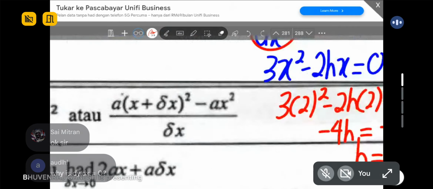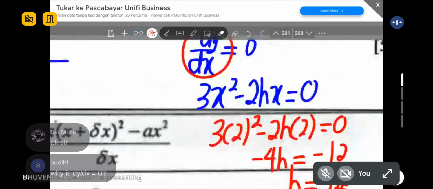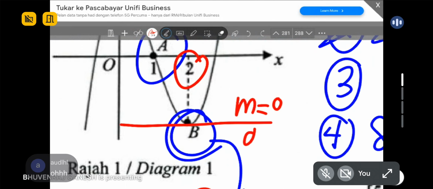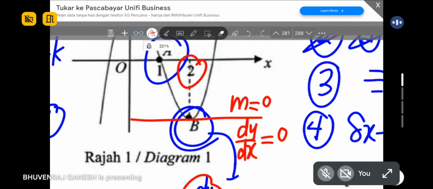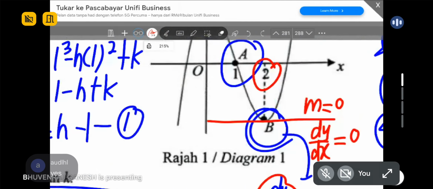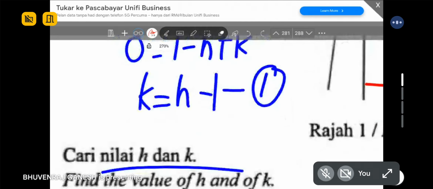Okay? And then you guys, why? Because your gradient is 0, guys. Can you see here? M kamu kosong kan kat titik B. So M2 adalah dy dx. So dy dx sama dengan kosong. Faham? Okay. dy dx, remember guys, is the gradient, kecerunan. So kita compare kecerunan.